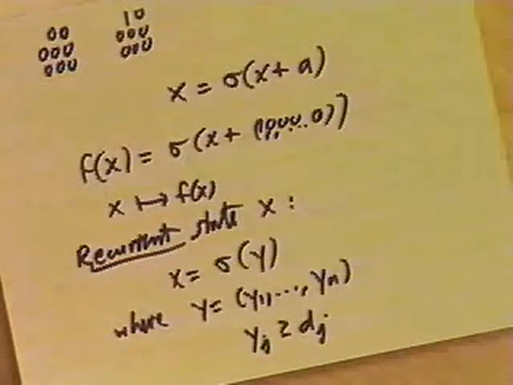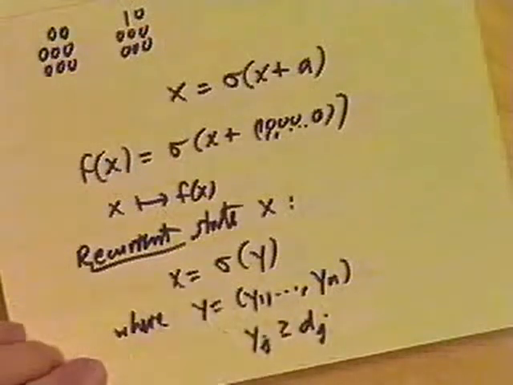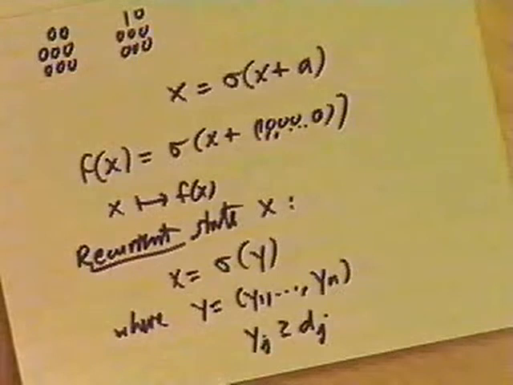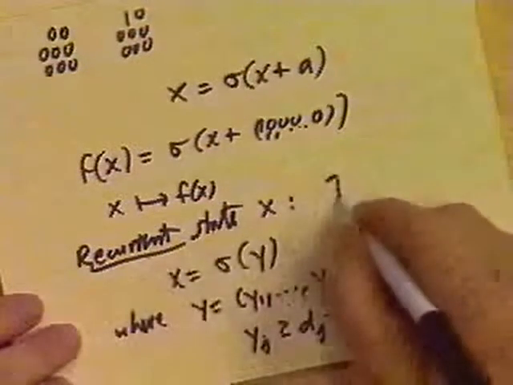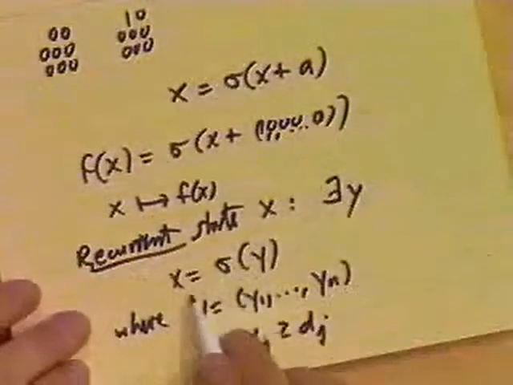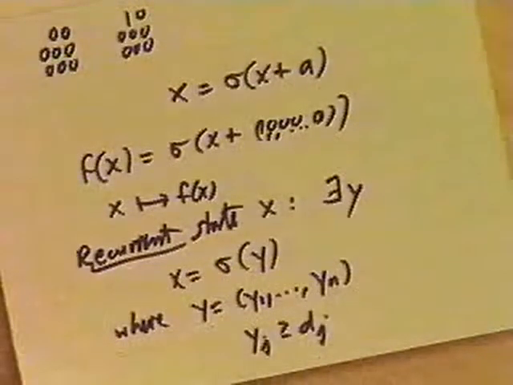Certainly there's a finite number of stable states, and some of them will occur from big inputs, and some of them will never occur from big inputs. So the ones that occur from big inputs as stable states, those are the ones we call recurrent. It's sigma of y: there exists a y for which x is sigma of y and y is a large state.